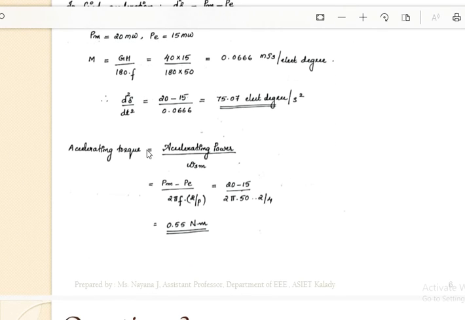And accelerating torque is what we are asked to calculate. Accelerating torque means accelerating power divided by omega Sm. So accelerating power is Pm minus P, right? And omega means 2 pi F into 2 by P, because here it is given in mechanical degrees, and here we need electrical degrees. That is the only difference. That's such a simple question.